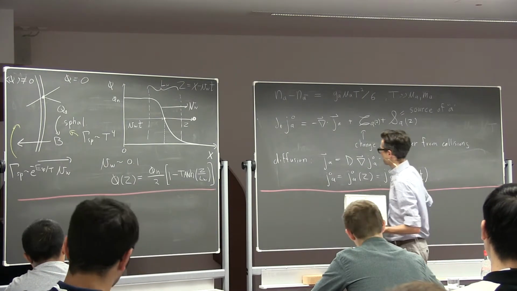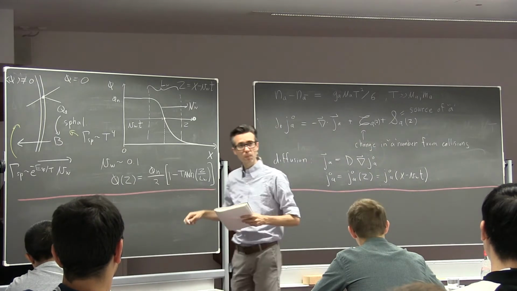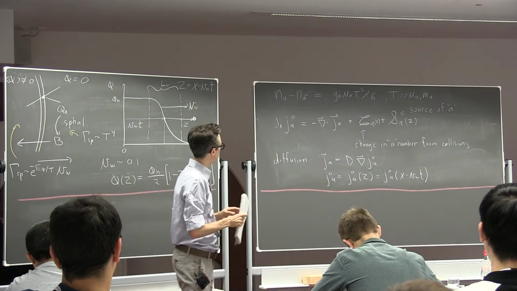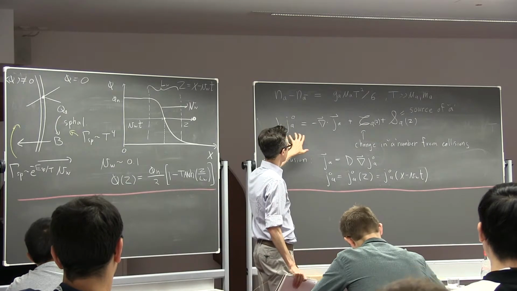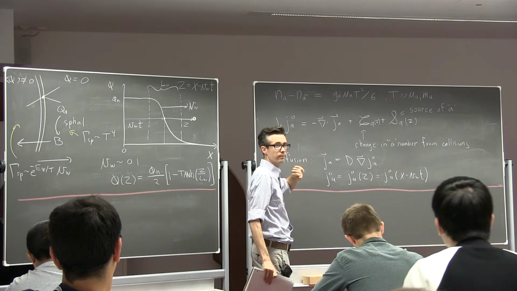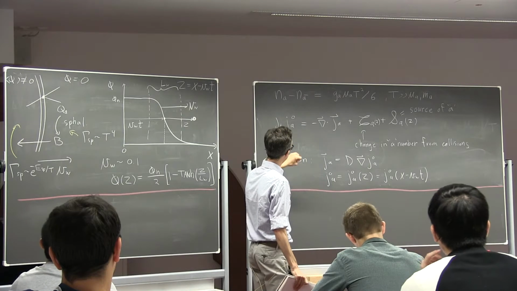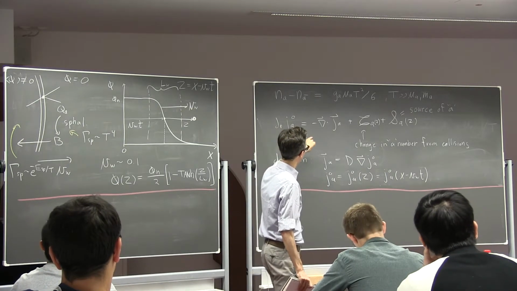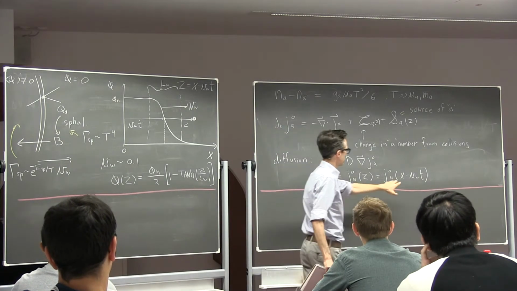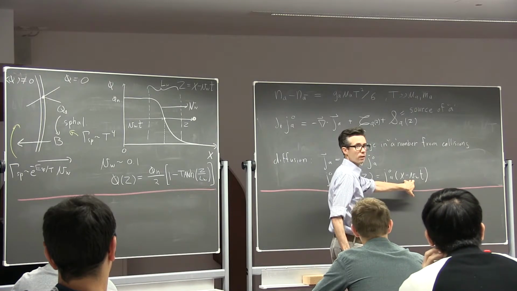This is nice because I take this form and plug it in here, and you'll recognize this as a so-called diffusion equation. I take this and plug it in here, and now I can relate my time derivative to my spatial derivative through this dependence on the combination of x and t.